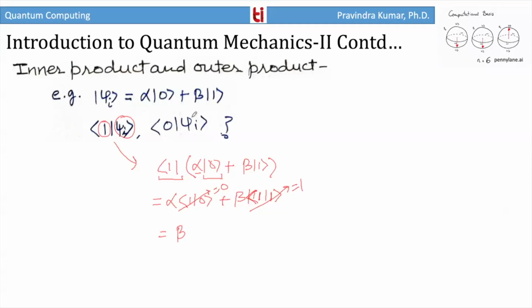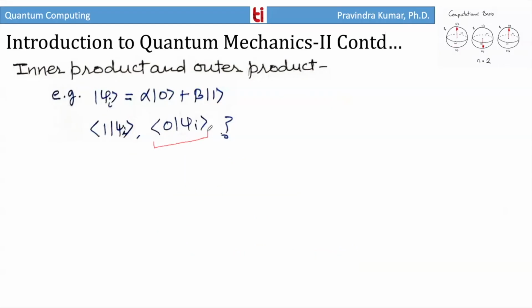So the probability of finding the system in state 1 after measurement on psi i will be the mod square of the probability amplitude, or you can say the mod square of the inner product. And you can see, similarly, here the probability of getting the system in state 1 is beta square.